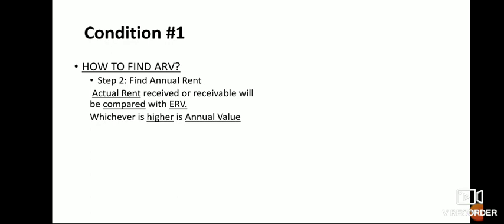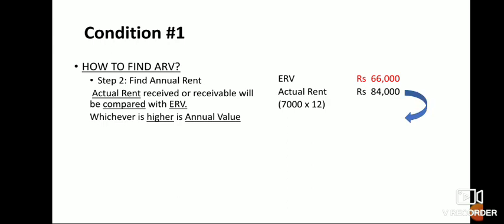Step 2. In step 2, we find out the annual rental value. In this step, we have to take the actual rent received. The actual rent received or receivable will be compared with the expected rental value. Whichever is higher will be your annual value. ERV is rupees 66,000. Actual rent is 7,000 into 12, which comes to 84,000 for the whole year, which is higher than the ERV. So in this problem, your actual rent will be your annual value.